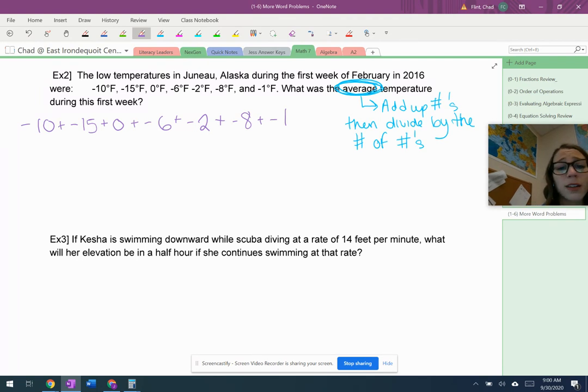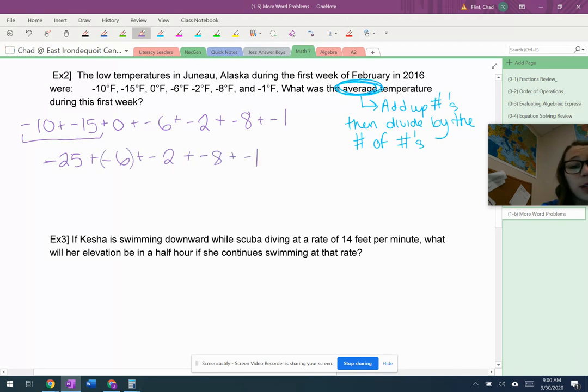So I'm adding all negatives here, so I'm adding and keeping that sign. So 10 negatives plus 15 negatives gives me -25. Plus 0, that doesn't do anything, so I'm just going to leave that plus 0 out. So plus -6 plus -2 plus -8 plus -1. And if this is looking weird and you want to be putting those negatives in parentheses, you can absolutely do that.